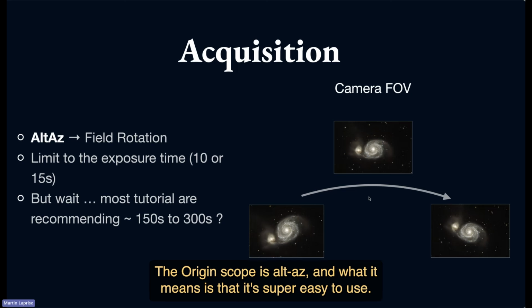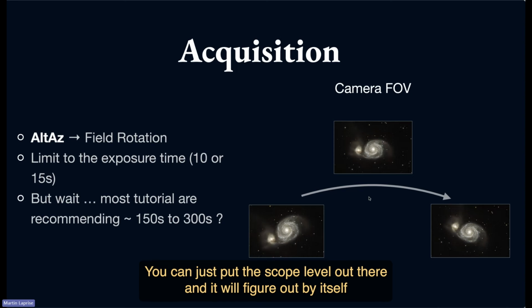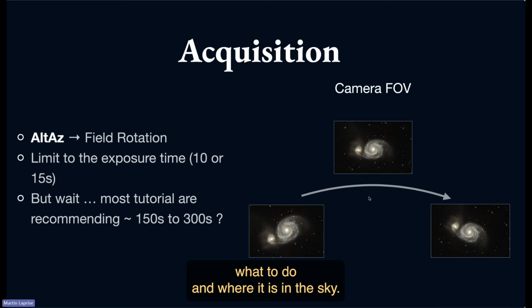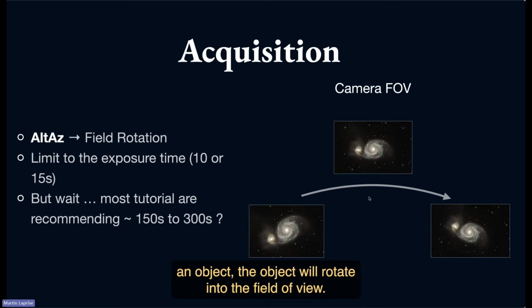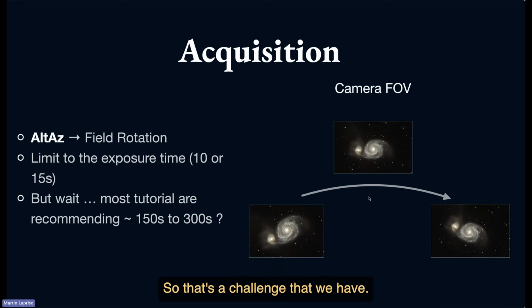The Origin scope is AltAz, and what it means is that it's super easy to use. You can just put the scope level out there and it will figure out by itself what to do and what is in the sky. But on the other hand, it means that when the scope is following an object, the object will rotate in the field of view. So that's a challenge that we have.